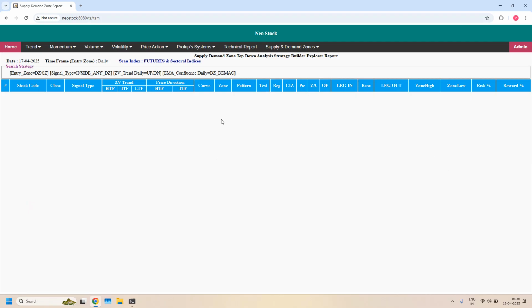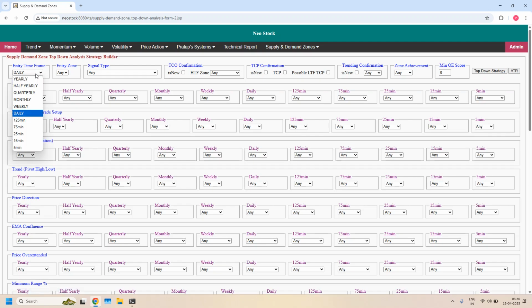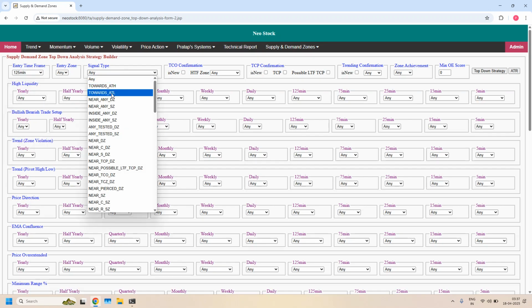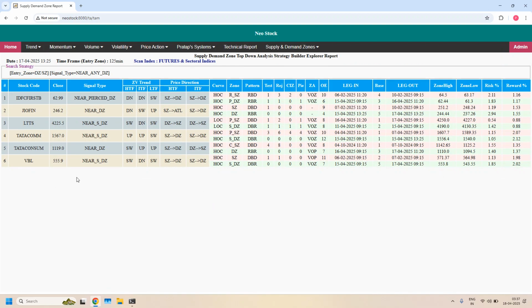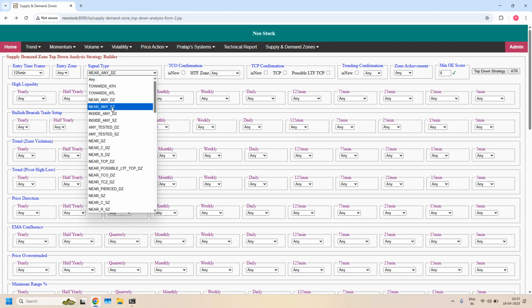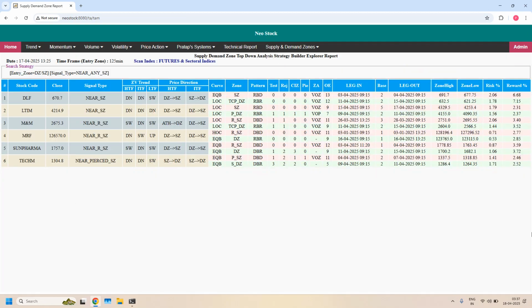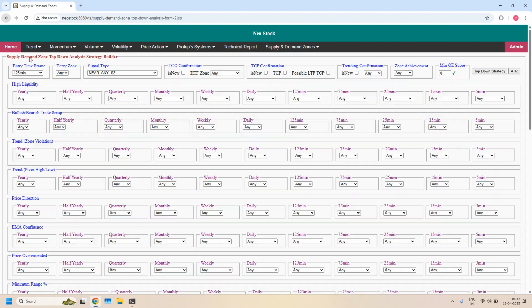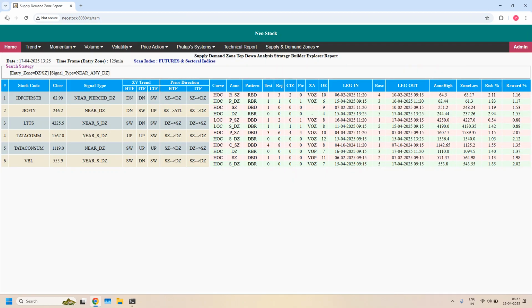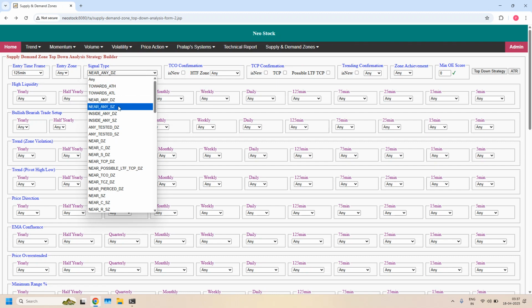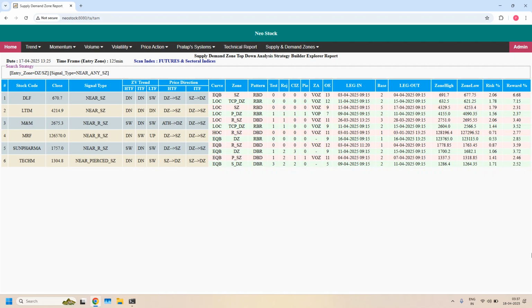Okay. So this is about daily time frame. Next time frame is 125 minutes. Stocks near to the 125 minutes demand zone. We got 6 stocks. Next, stocks near to the 125 minutes supply zone. We got 6 stocks again. Demand zone also 6, right? Yeah, there are 6 stocks. And the supply zone also 6 stocks.